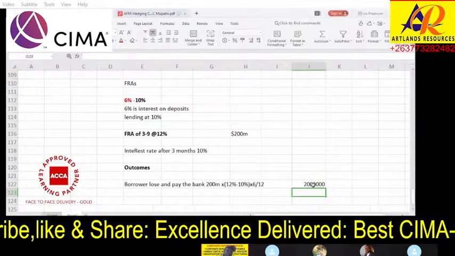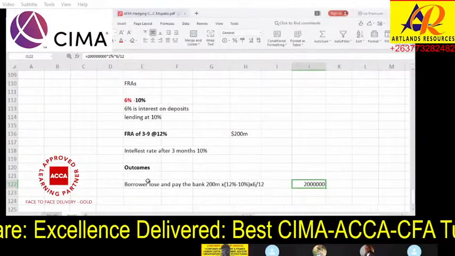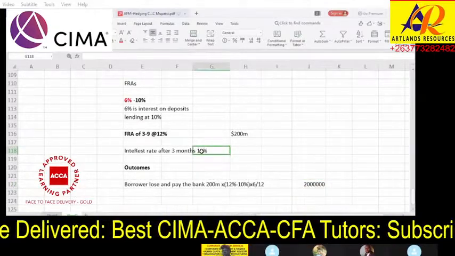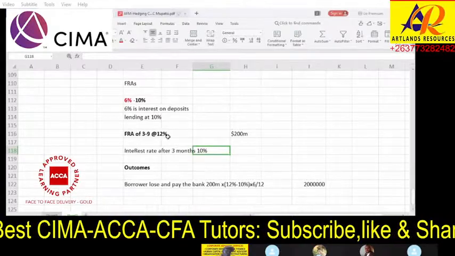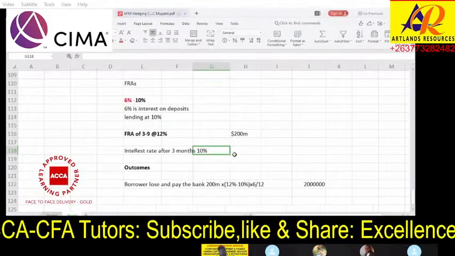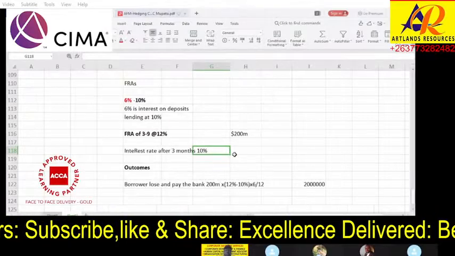So you pay the bank this amount, and clearly, if you were a lender, you benefit. The bank pays you, because you had fixed that you shall lend money at 12%, and the actual interest rate turned out to be 10%, so you have benefited. The same amount is what the bank pays you if you are a lender.